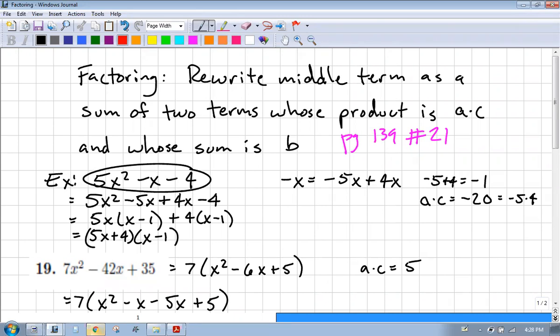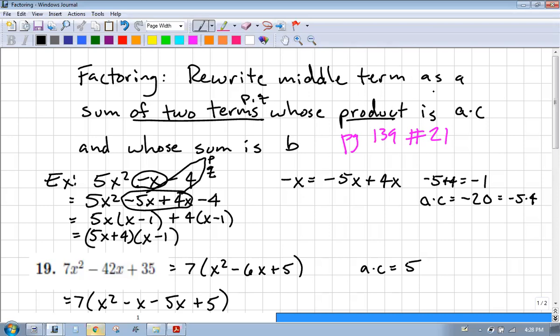What we're doing is, if we're factoring this, we're taking this middle term and rewriting it as 2 numbers. So instead of -x, we write it as -5x plus 4x, because they add up to -x. Where do this -5 and this 4 come from? The -5 is our P and the 4 is our Q. It's just the name for 2 numbers. P and Q have to multiply to give us A times C, so PQ has to be AC, and their sum is B, so P plus Q has to equal B.